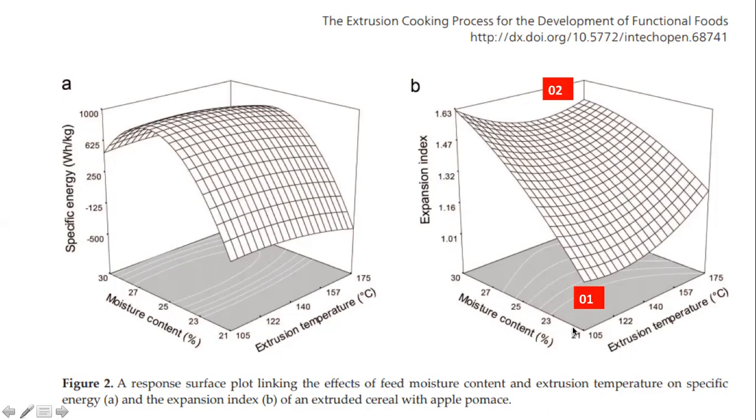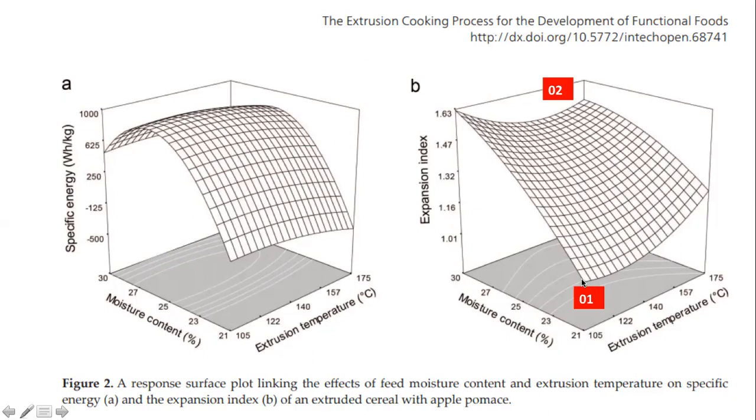With the temperature and expansion index, you can see somewhere around 1.01 to 1.63. So it means it has been increased. So here to here, at low moisture, the moisture content is 21. We are going to increase the temperature at the moisture content of 21, right? Then you can see here, from here to here, what is happening?